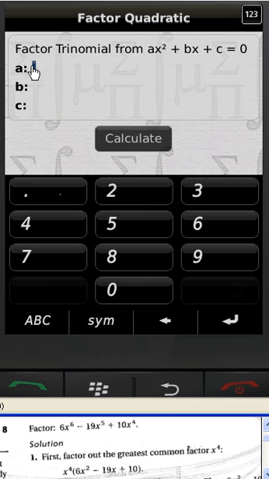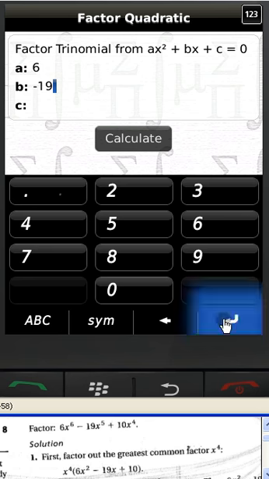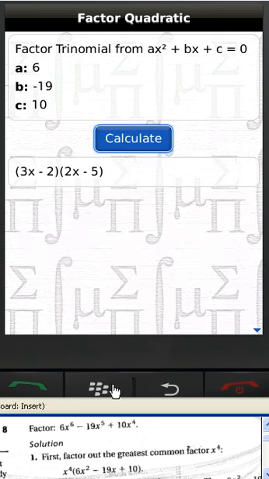We see that in the position of the a from our problem is the number 6. In the position of the b we have negative 19, so I want to enter the negative 19. And finally, in the place of the c, we have positive 10, so we'll enter 10. We click Calculate, and we see that this last part, trinomial, can be factored into 3x minus 2 times 2x minus 5.